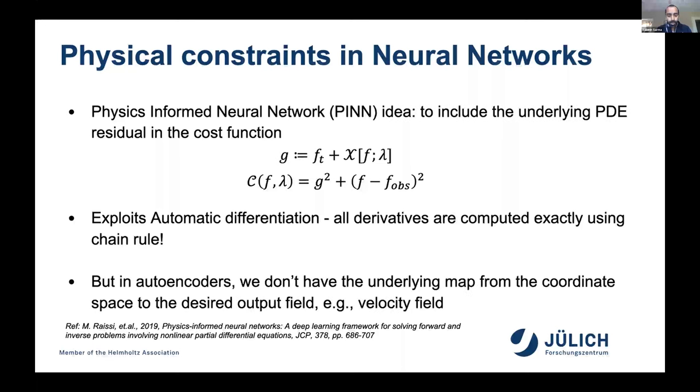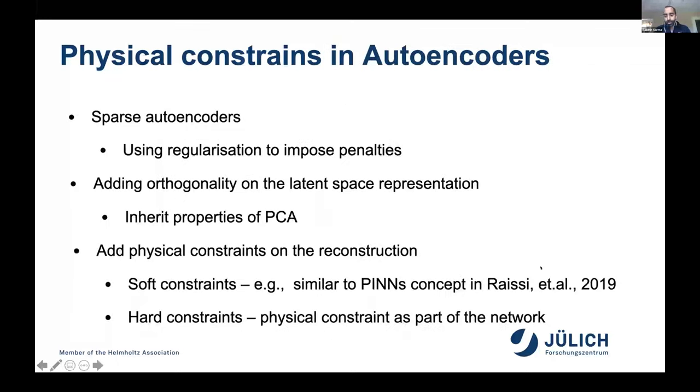compute the derivatives. But in autoencoders, that is not always possible, because basically, if you are trying to reconstruct a certain field, you have the same as input and the target. So they are the same, and then the gradients would go back to the same field, basically. So you cannot compute the gradients with respect to, let's say, space or time. So yeah, we need other ideas to include physical constraints. Sorry for the typo here.